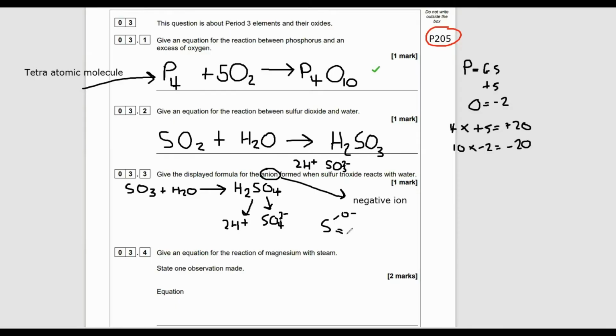What does that look like when we draw its structure out? Well, you need to know this off by heart, the sulfate ion. So you've got 2 double bonded oxygens and 2 oxygens with a negative charge, like that, with a single bond. That's the negative ion they want you to draw.